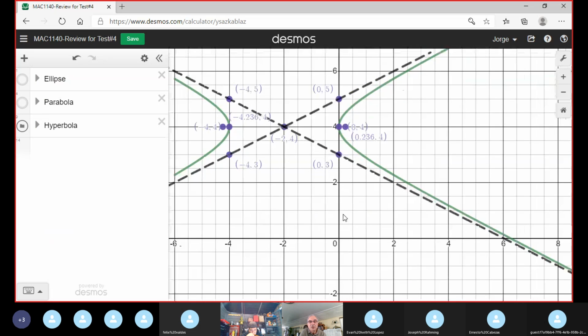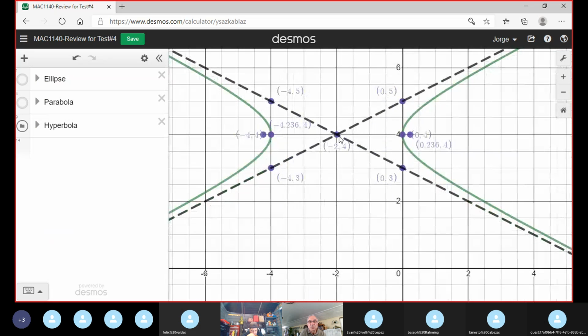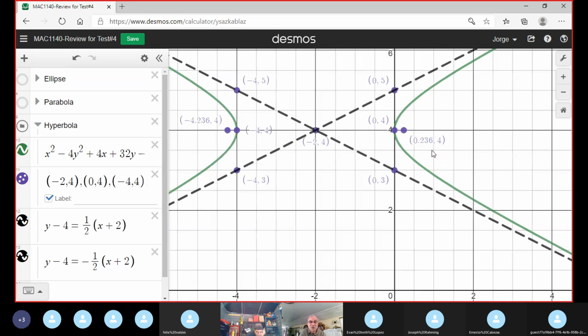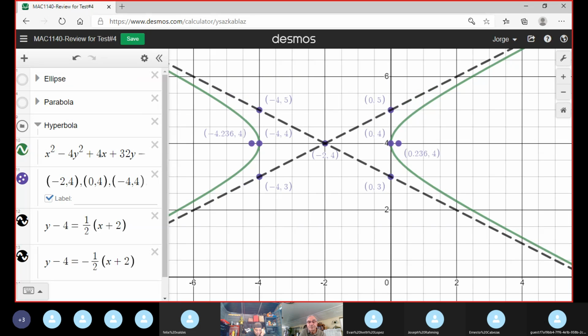Quickly summarize. The center of the hyperbola is -2, 4. The vertices are 0, 4 and -4, 4. The equations for the asymptotes are y minus 4 equals 1/2 times (x plus 2), and y minus 4 equals minus 1/2 times (x plus 2). And the foci are located at approximately 0.236, 4 and -4.236, 4. Any questions, guys? Okay, no problem.